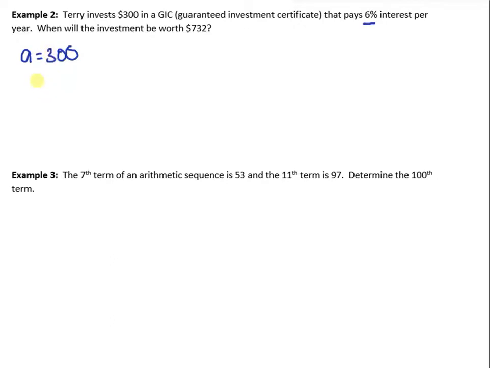And what I would do to find the d is I would take $300 and multiply it by 6%, because then you're going to be able to find out it's $18. It goes up by that every single year. So now all we need is the formula. Tn equals a plus (n minus 1)d.